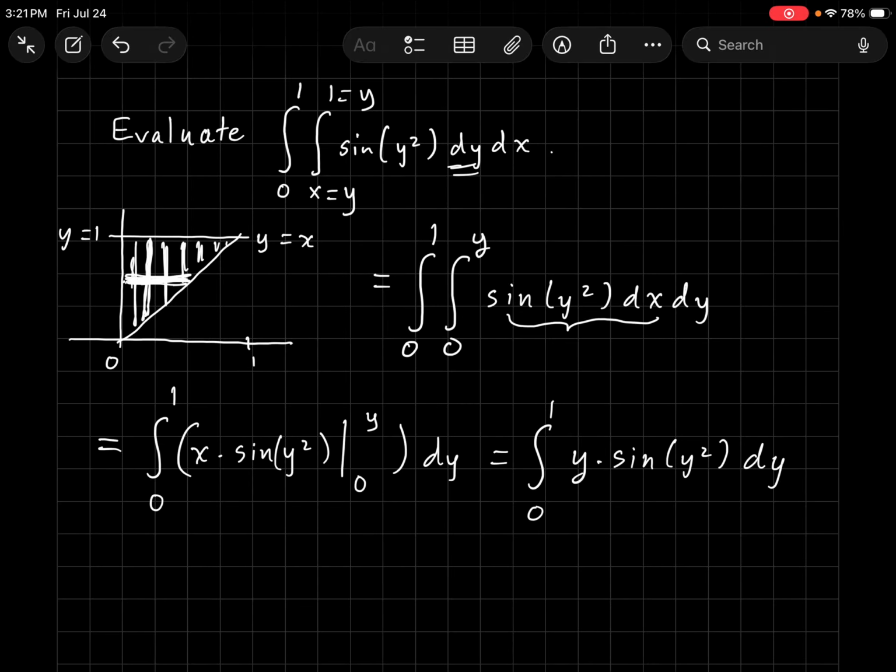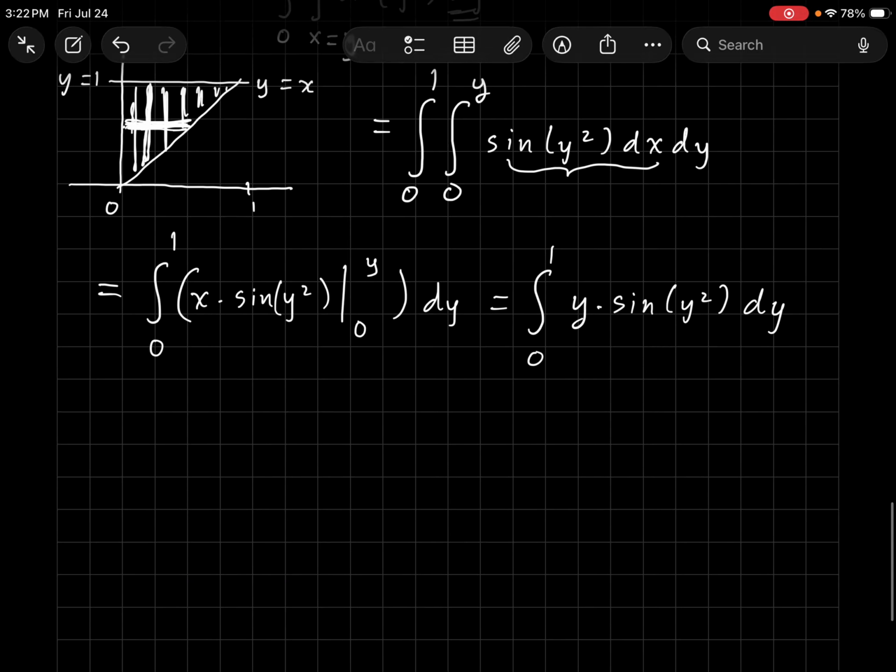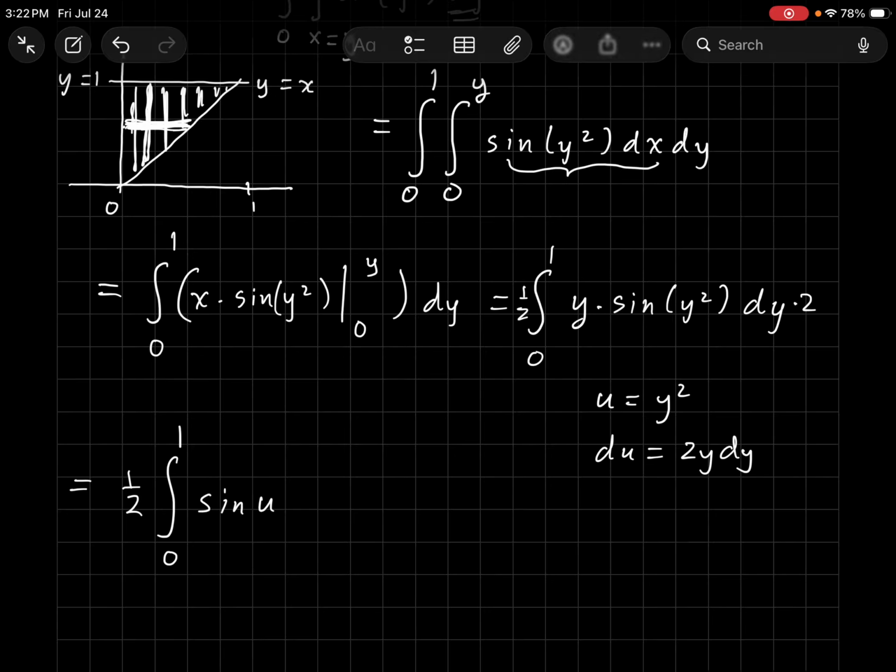I've done stuff like this many times. I know that this integral is a u substitution, where u is y squared, and du would be 2y dy. So I need a 2 out here to fix it, and then 1/2 as well. So this is going to give me 1/2 the integral from, let's see, when y is 0, u is still 0, 0 squared. When y is 1, u is 1 squared. So that doesn't change. So I have 1/2 the integral sine u du.